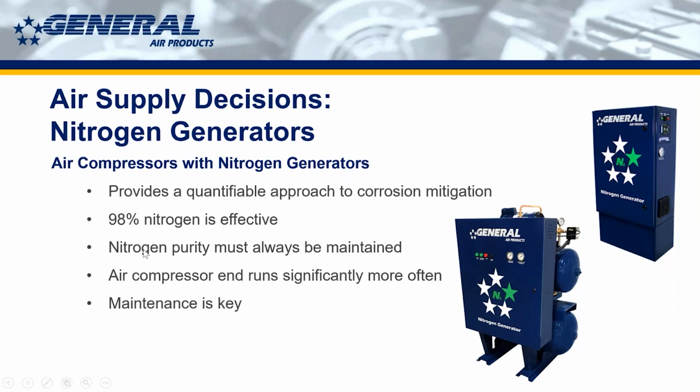So 98% nitrogen is effective. The purity, like I said, must always be maintained. An air compressor will run much more often because of the way that the flow works through there and going through the membrane. The membrane really takes a lot of the flow away. So we have a significantly reduced flow, but once again, maintenance is key on these units.